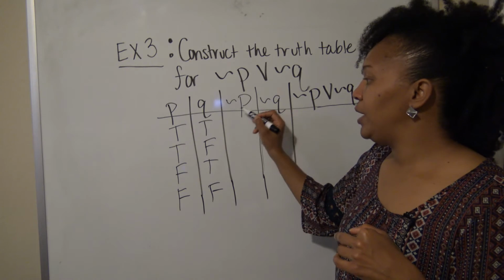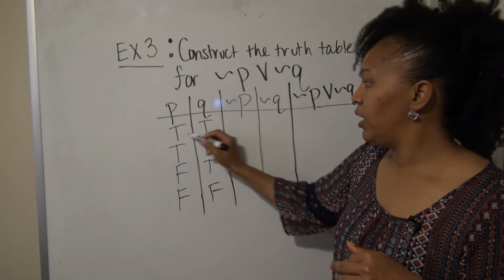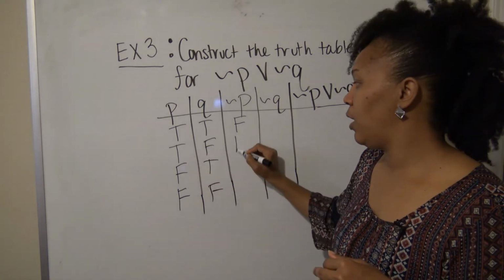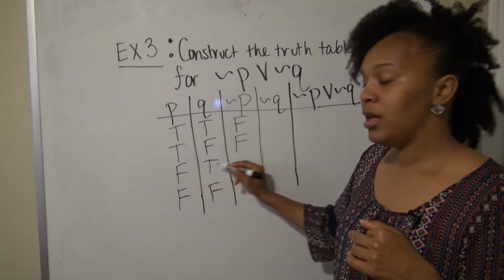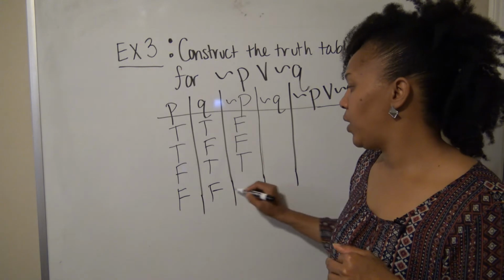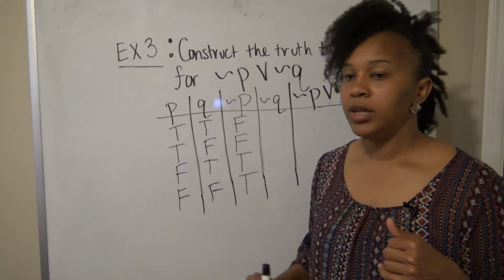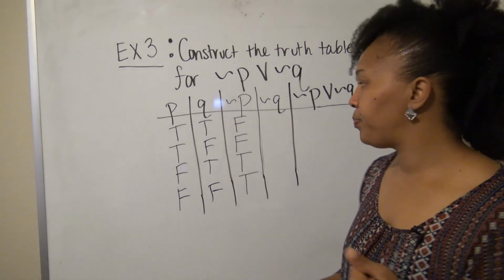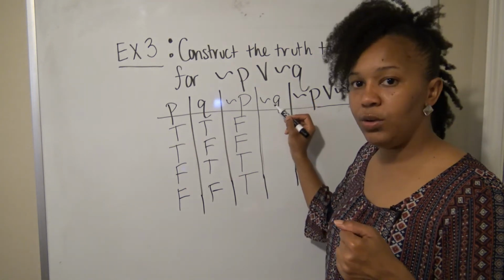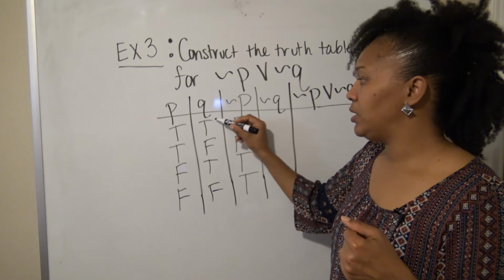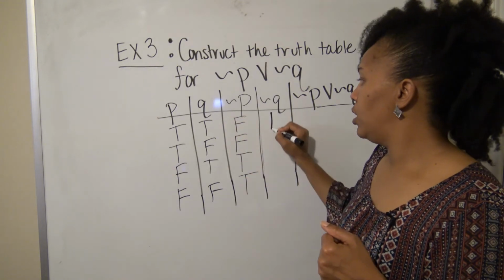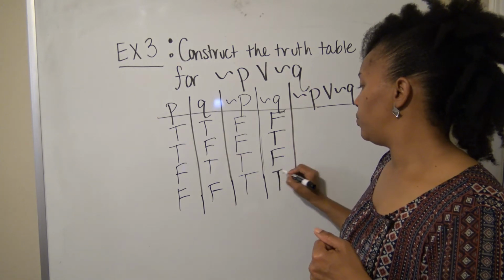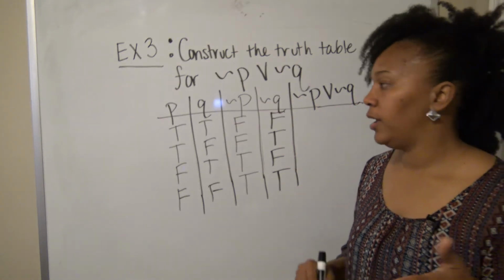Well, not P means you negate the P column. So that's true. So the negation of that would be false. That's true. The negation of that would be false. That's false. The negation would be true. That's false. The negation would be true. So that's the negation of P. You just take all the opposite values of P. Now for the negation of Q, you do the same thing, but this time you take the opposite values of Q. So that would be false, true, false, true.